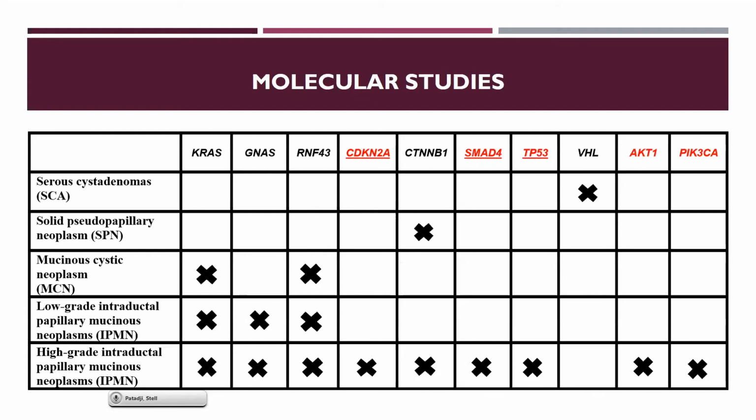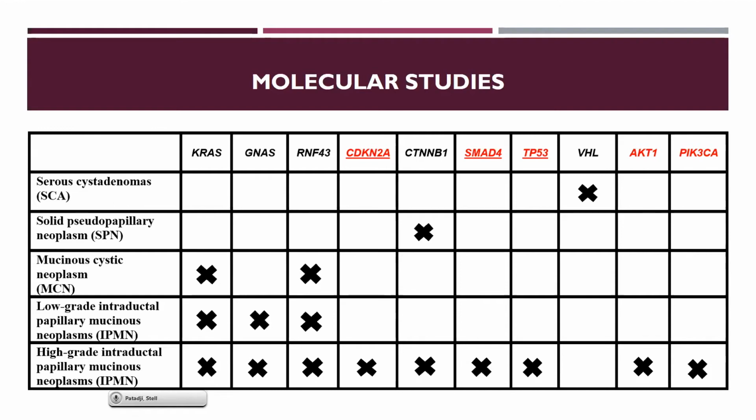Further classification of pancreatic cyst can be done through molecular studies by looking at characteristic abnormalities. VHL mutations are seen in serous cystadenomas. Beta-catenin mutations are seen in solid pseudopapillary neoplasm. Mucinous cystic neoplasm can have mutation in either the KRAS or RNF43 genes. Low-grade IPMN can have mutations in KRAS and/or GNAS or RNF43 genes.